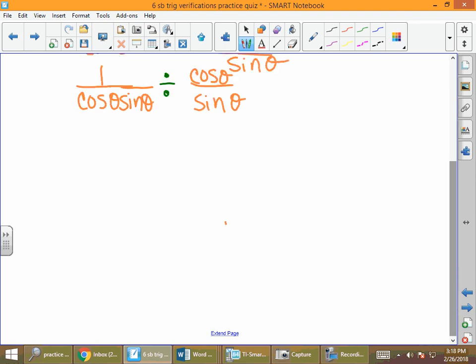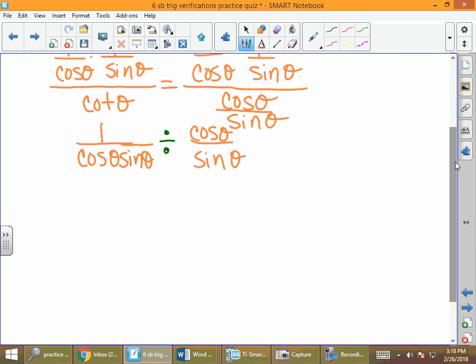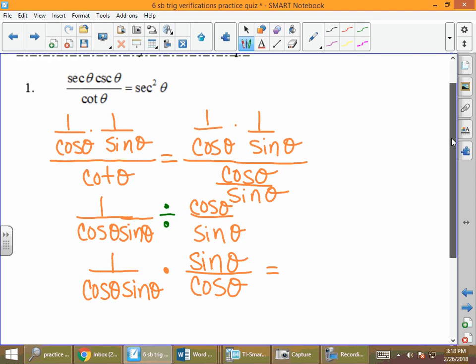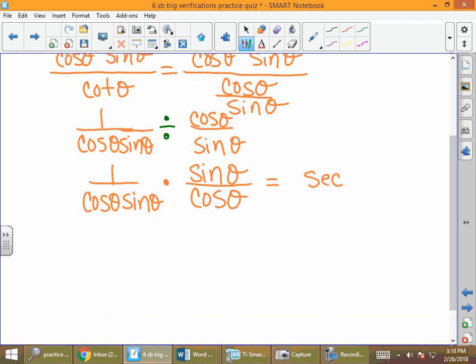Well, now, what's going to happen is when dividing, don't ask why, flip the second one and multiply. So 1 divided by cosine theta sine theta is going to be multiplied by sine of theta divided by cosine of theta. And what we're trying to do is turn this left side of our equation into the right side of the equation, which is secant squared theta. But remember, we're only working on one side. We don't want to move anything around across the equal sign. We want to turn this left side into the right side.